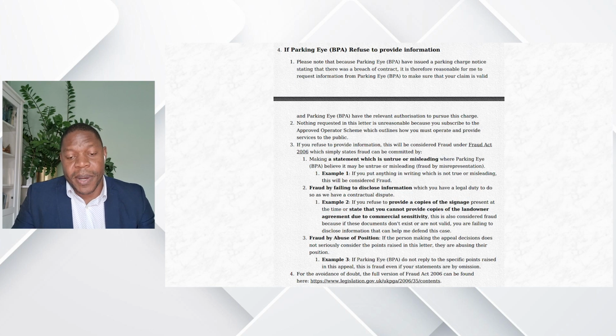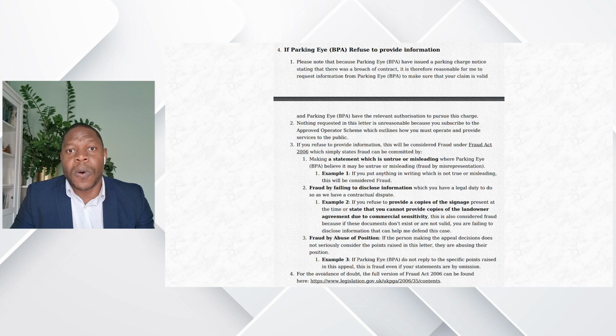Lastly, if Parking Eye refuse to provide information, there's a law called the Fraud Act 2006, which essentially explains in what scenarios one can be found to be committing fraud. When you're doing the appeal, we are asking the parking company to provide some information. We're asking them to be truthful and honest in their response, and we don't want the person making the appeal decision to abuse their position.